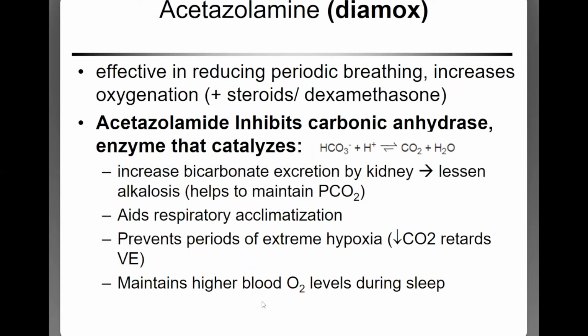So if you're going to ascend to altitude, you may want to have Diamox on hand. Acetazolamide is something that inhibits carbonic anhydrase. Carbonic anhydrase is an enzyme which catalyzes this reaction. If we do not allow this reaction to move forward, then the production of CO2 is reduced, which reduces the amount of CO2 that's going to be blown off. So this Diamox will help to reduce pH levels by helping to retain the hydrogen ions within the body.